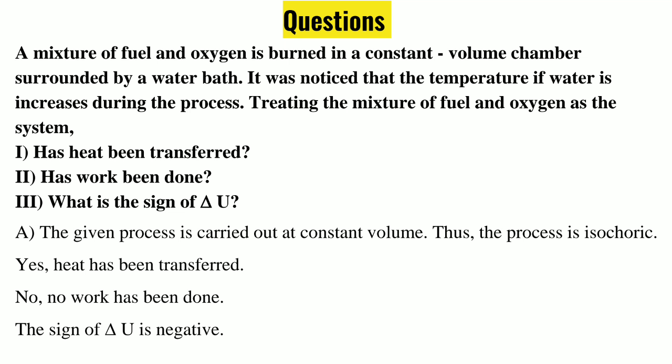Constant volume we have studied. Constant volume means what? It is an isochoric process. As it is isochoric, volume is not changing, so naturally work will also not be done. The first question: has heat been transferred? Yes, heat is transferred, as we are heating it. Has work been done? No, work has not been done. And what is the sign of delta U? Delta U will be negative because it is an isochoric process. Volume is not changing.